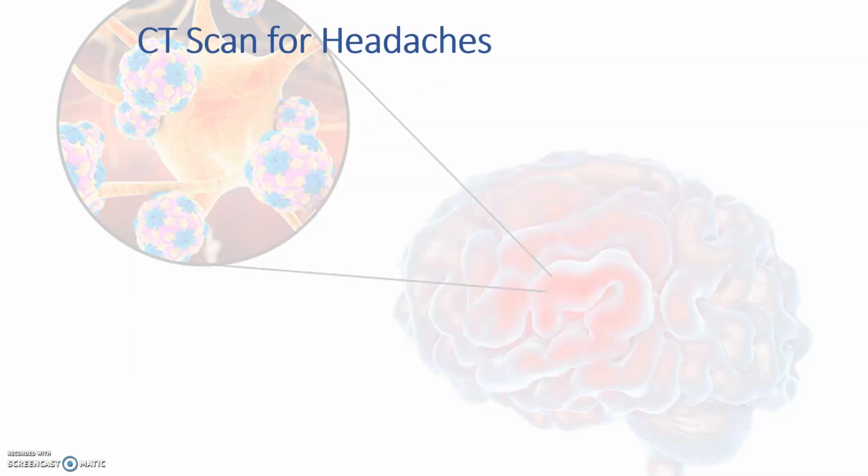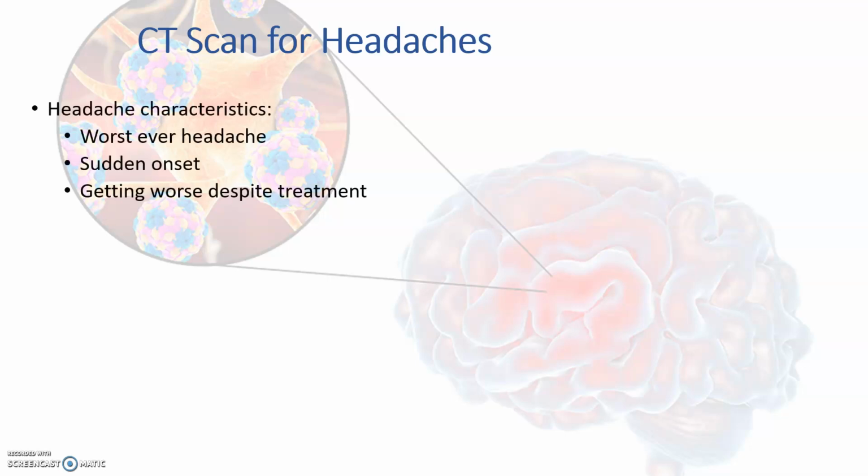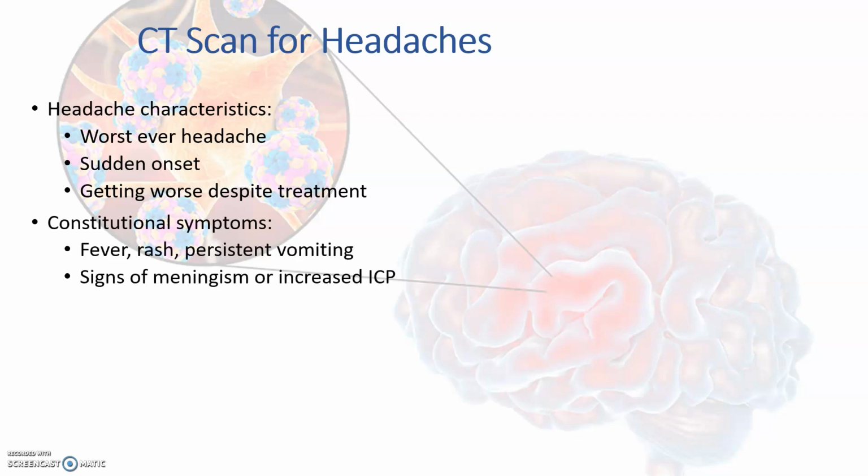When do we scan patients with headaches? Some of the red flags that would make us think about doing a CT scan on a patient with headache is the characteristic of the headache: worst ever headache, sudden onset, getting worse despite treatment. The presence of constitutional symptoms such as fever, rash, or persistent vomiting, or signs of meningism or increased intracranial pressure.